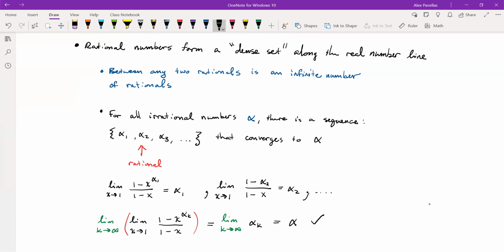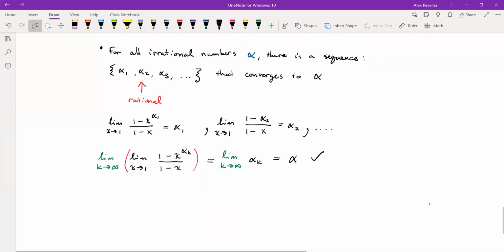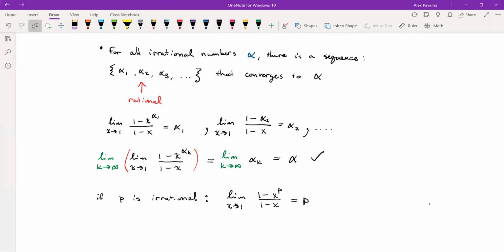So long story short, if p is irrational, then the limit as x approaches 1 of (1 minus x to the p) over (1 minus x) is still p, because of this sort of denseness property of rational numbers on the number line. And so we've got irrational numbers and rational numbers. Put those together, that's all the real numbers. And there we go. So this limit is true no matter what that exponent p is.